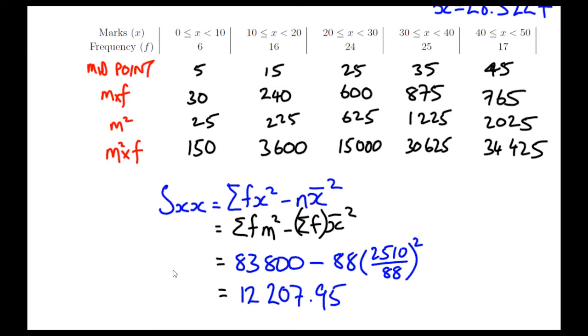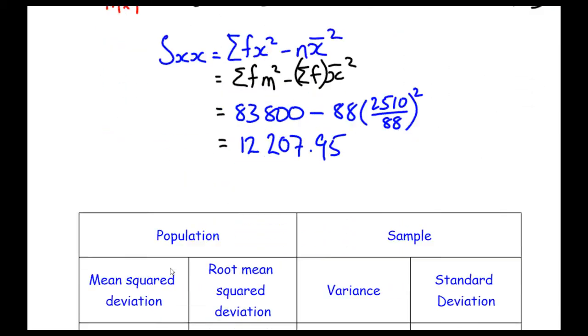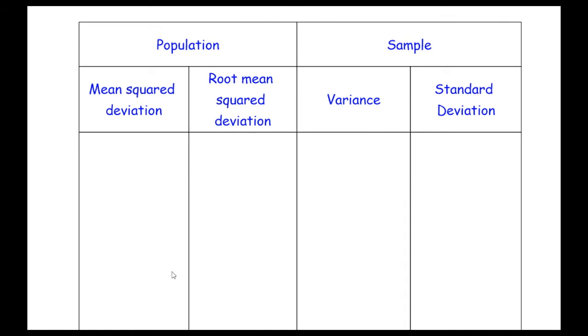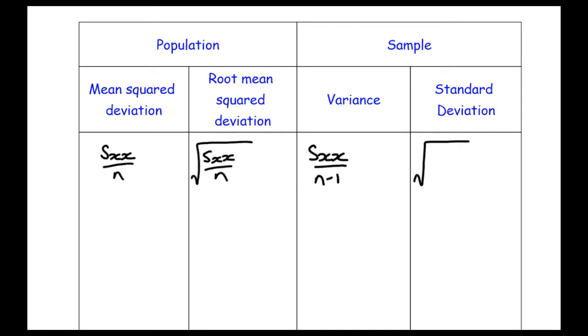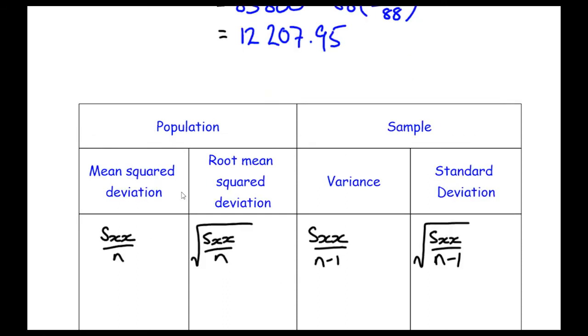Okay, so that's our numerator that we're going to go ahead and use to find our further statistics. All right, so just a reminder, the mean squared deviation is going to be S of XX divided by N. The root of that is the root mean squared deviation. The variance is S of XX divided by N minus 1. And the standard deviation is the root of S of XX divided by N minus 1. So we'd already found our S of XX, and we could easily substitute that into each of these formulas to find our summary statistics.